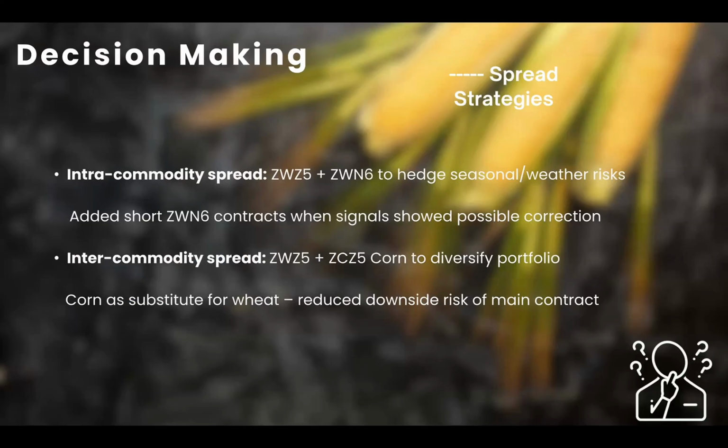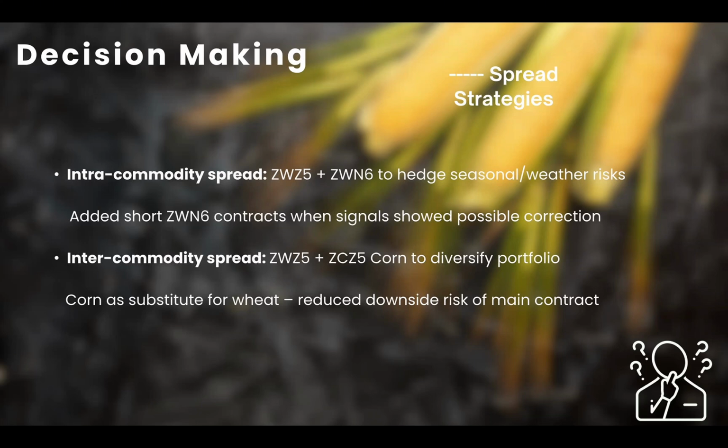To hedge seasonal and wider risk, we built an intra-commodity spread, holding ZWZ5 and also holding ZWN6. When we saw possible correction signals, we even took a short ZWN6 contract.